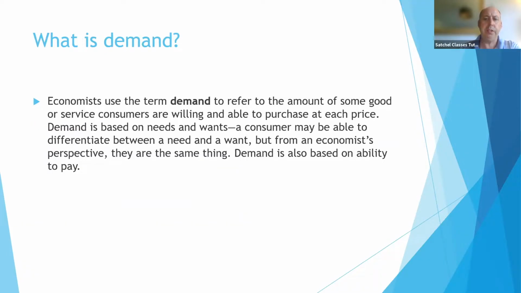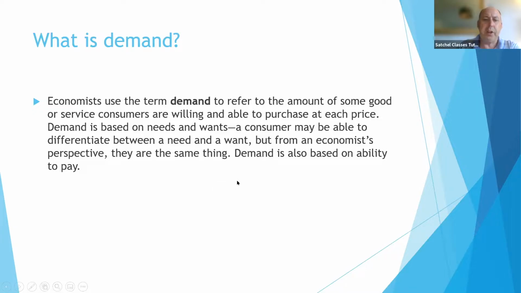So demand refers to the amount of a good or service someone is willing to purchase at each price. Demand is based on needs and wants. A need is something you need to survive, so food, shelter, clothing, and a want is something you could survive without. So for instance, a mobile phone, a Ferrari, whatever. A consumer may be able to differentiate between a need and a want, but in terms of economists, they're the same thing.